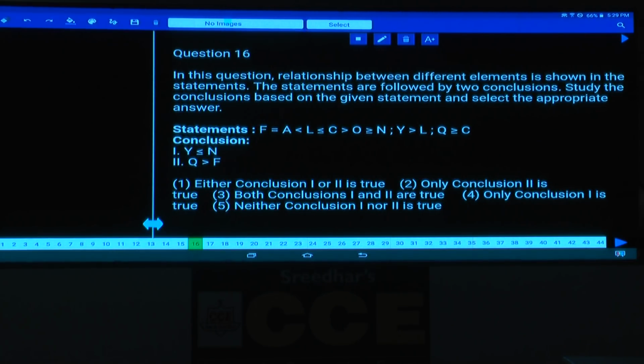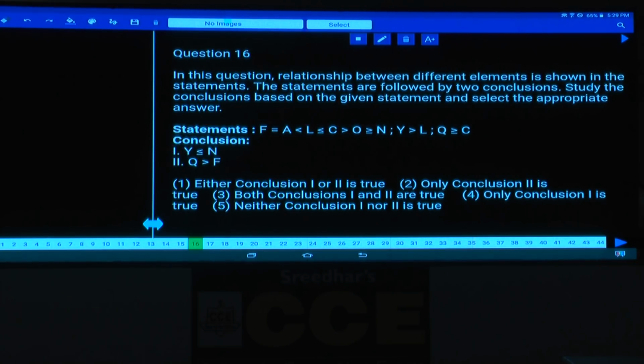Then question number 16 onwards. Now 16, 17 and 18, these 3 questions are based on coded inequalities. The relation between y and n: what is the letter which is common here? L is common. Now y greater than L and L greater than n. So what is your answer here? Y greater than n is true. As y greater than n is true, y lesser than or equal to n is false. First conclusion cannot be drawn.